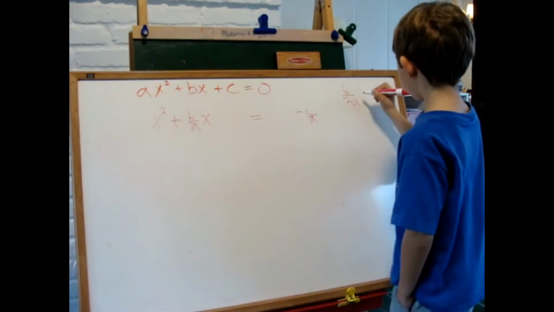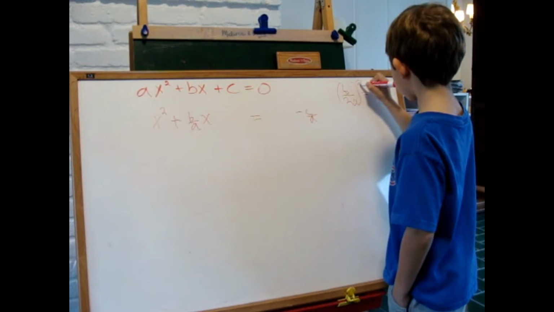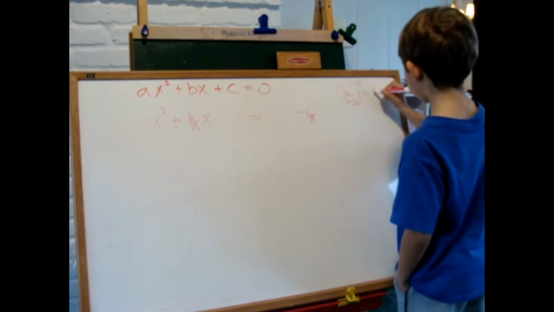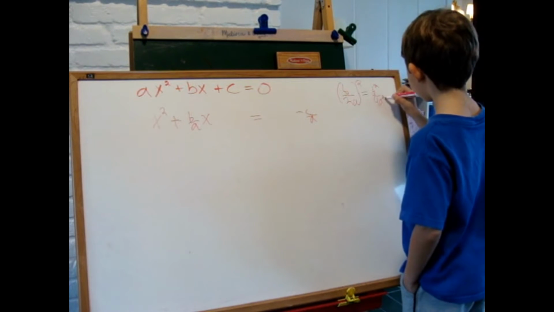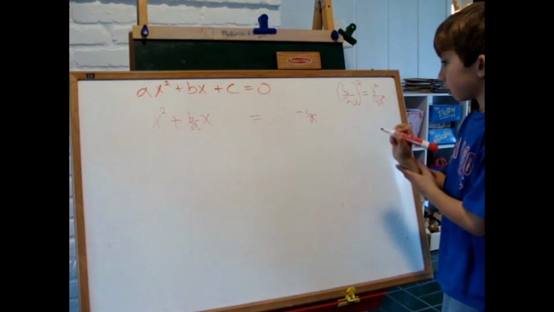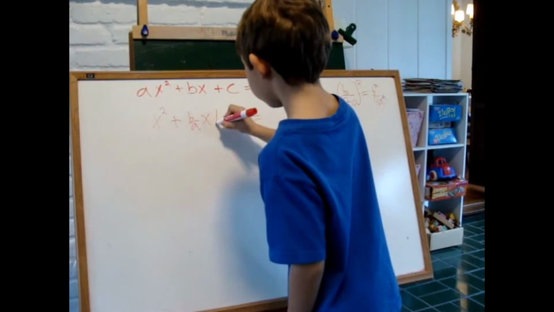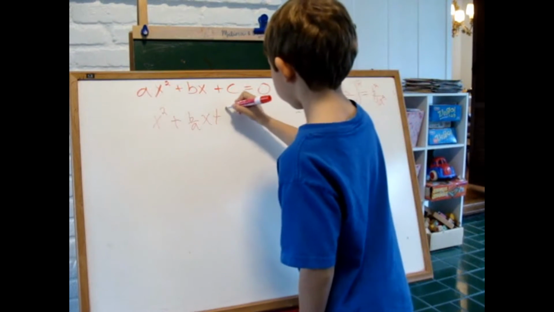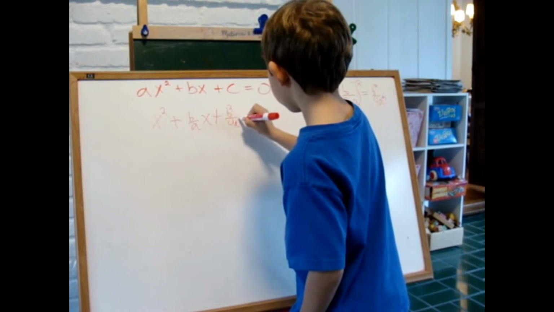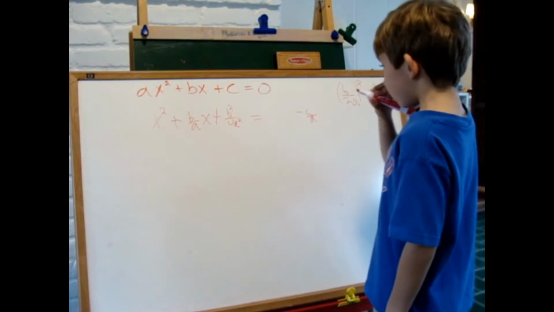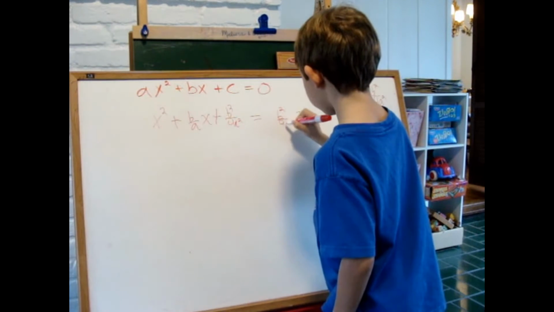We square it, which is b squared over 4a squared. And we add that number to both sides of the equation. Plus b squared over 4a squared, plus b squared over 4a squared.